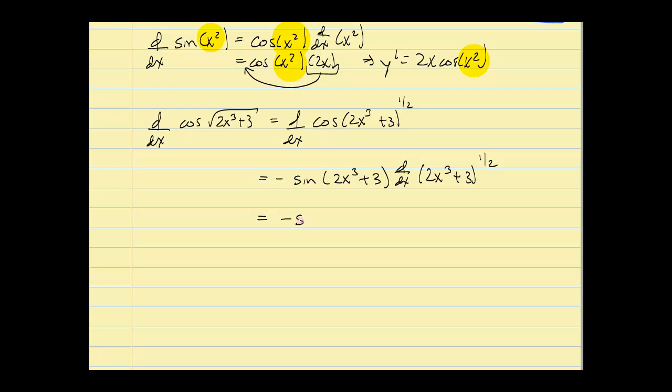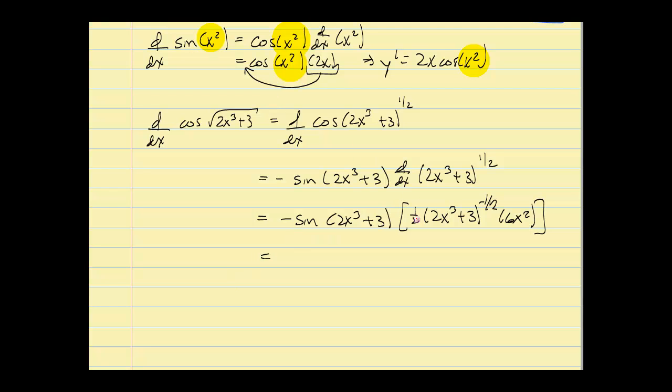Okay, rewriting. Remember, the argument never changes with the trig function. Now I'll bring the 1/2 down, decrease this exponent by 1, and then I'll multiply it by the derivative within, which is going to be the derivative of 2x cubed, which is 6x squared. Okay, and then of course we want to rewrite and pull everything that we can out front.